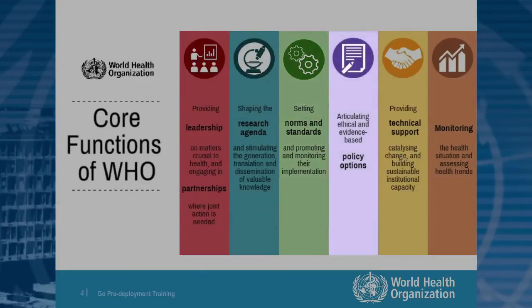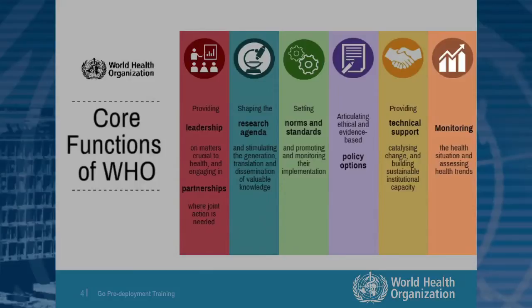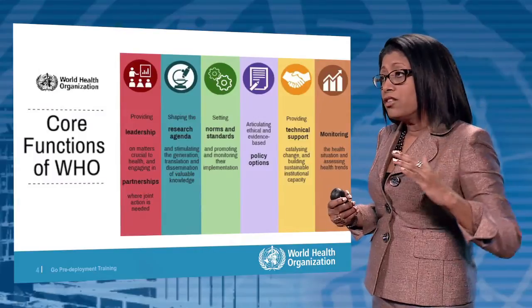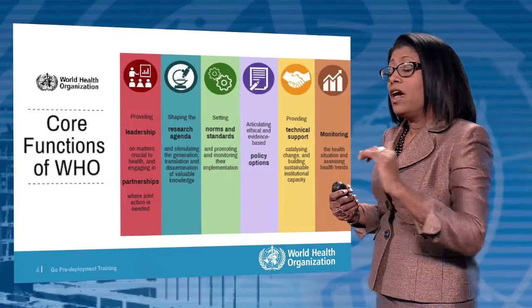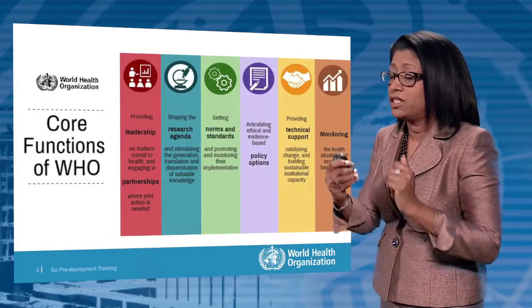The fourth function is really to look at policy options and to give governments policy options that are not only based on evidence, but are ethical. The fifth function is direct technical support, sending experts, expert knowledge, and other resources to countries to improve and strengthen public health systems. The last one is monitoring global trends. So, with many decades of work on tuberculosis, for example, are the trends going up or coming down? And based on these trends, where should governments and the international community invest their efforts?